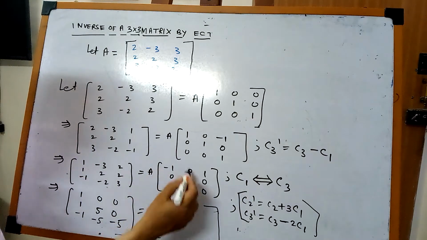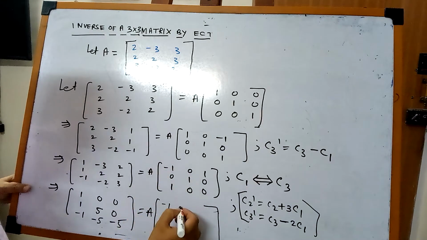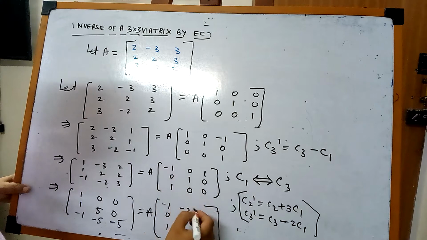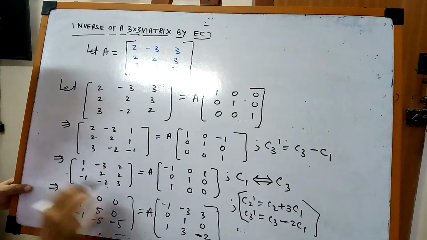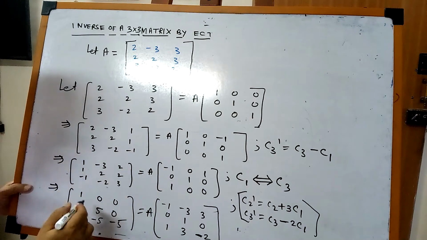This you multiply by 3 and add here: minus 1, 0, 1, minus 3, 1, 3. Multiply this by 2 and subtract from here: 3, 0, minus 2. So you must take these steps. Take time, but don't make any mistake. Otherwise it takes longer time to finish it.